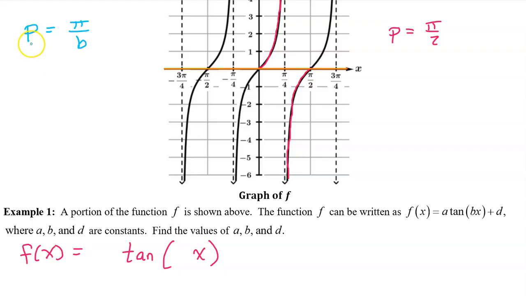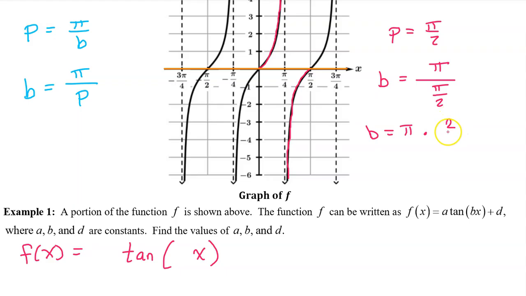We just learned that the period of a tangent function is equal to pi over b, but this can be rewritten as b is equal to pi divided by the period. So I'm going to use this to find the value of b right now. So the b value is going to equal pi divided by the period, which is pi over 2. When you divide by a fraction, you multiply by the reciprocal. So the b value will equal pi times 2 over pi. The pi's cancel out, and we are left with a b value of 2.